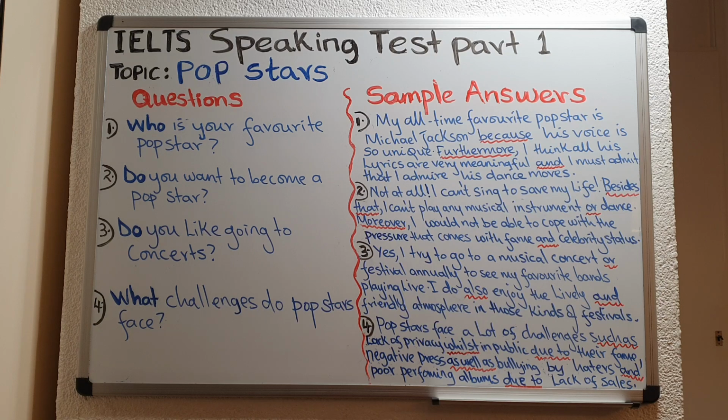So in that answer, I have identified who my all-time favorite pop star is, and that is Michael Jackson. And then after that, I have given 3 reasons why. I have joined all my reasons together using linking words because, furthermore, and. The first reason that I gave is that his voice is so unique. The second one is that all his lyrics are very meaningful. And the last reason is that I admire his dance moves.